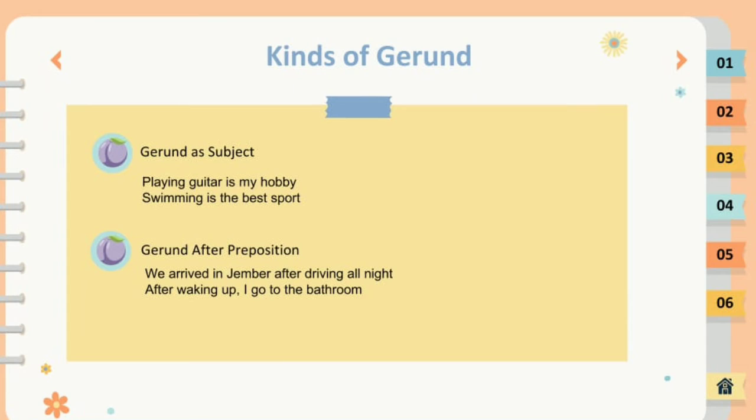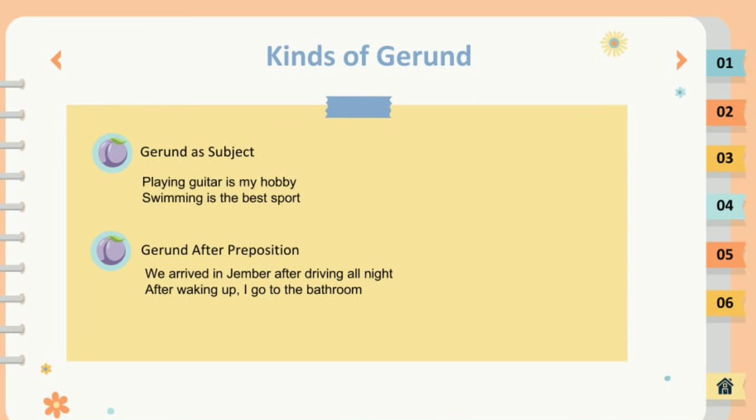The next one is gerund after preposition. "We arrived in Jember after driving all night." I want to ask you, where is the gerund here? Yup, the gerund is after. So, the gerund terletak setelah preposition. Ini adalah contoh dari kinds of gerund yang kedua, yaitu gerund after preposition.